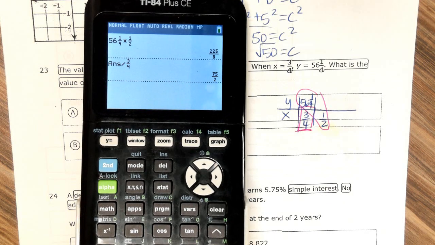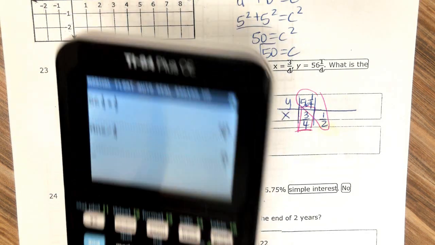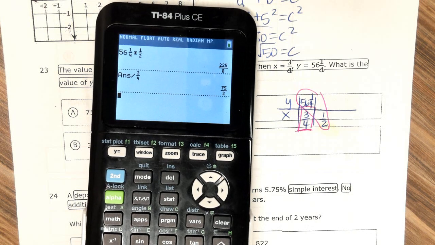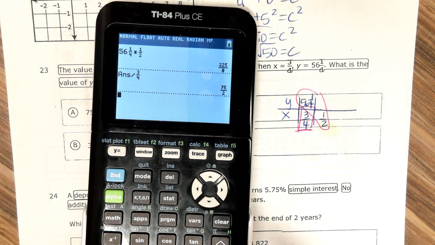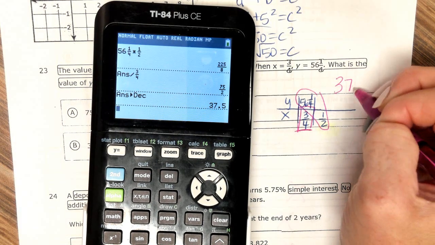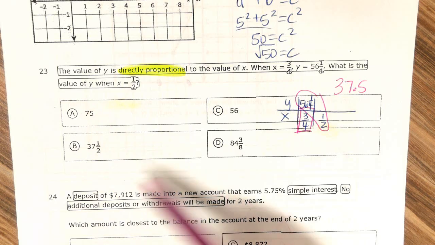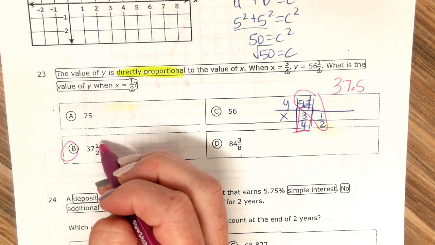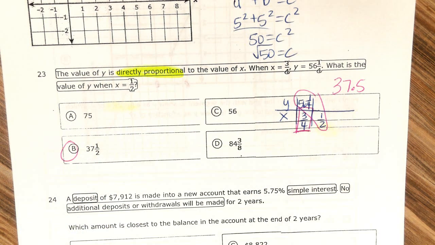What did I get? 75 halves. Well, what do I need to change that to? A decimal. So math, decimal, enter. 37.5. Which one of these has a value of 37.5? B. That is 37 and a half is 0.5.